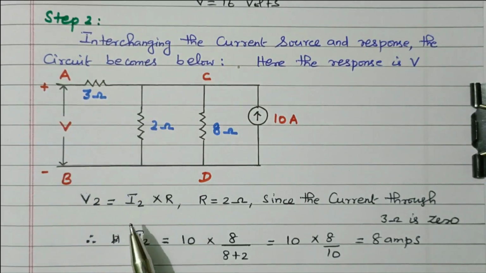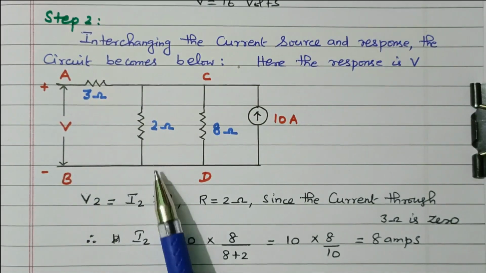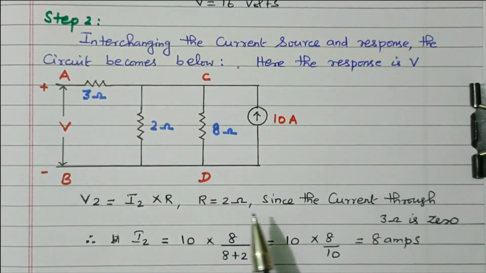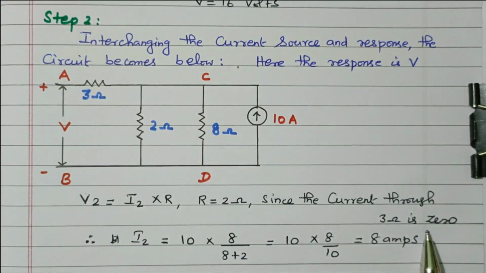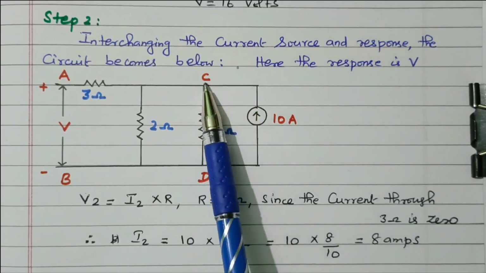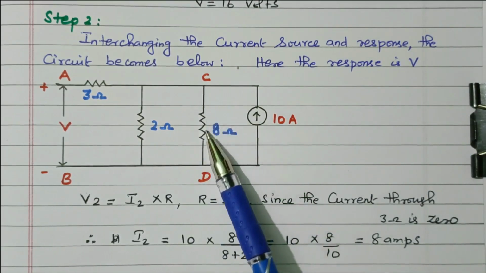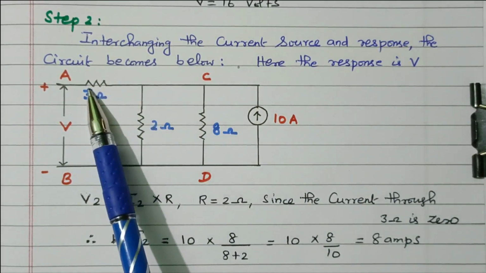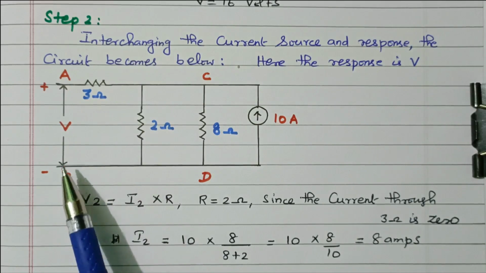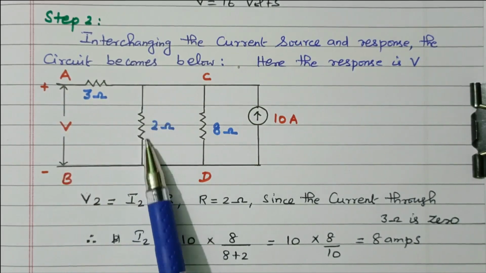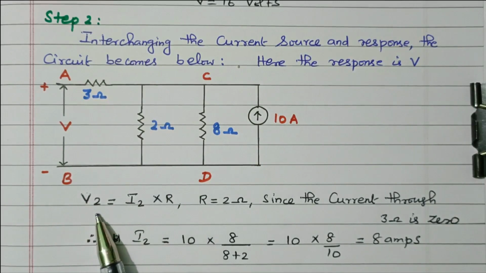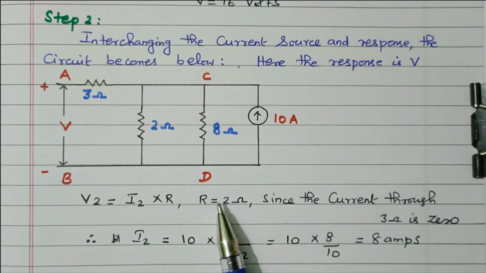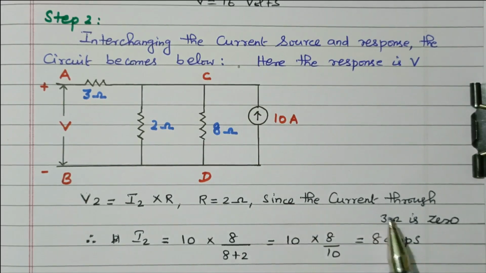Because of parallel, that is I2 into R. R value is 2 ohm. Because of the open circuit, current will not flow through the 3 ohm. Since the current through the 3 ohm is 0, right? So here also we can use the current divider rule. At this point the current is divided through 8 ohm and 2 ohm. Here current will not be there because of the open circuit, right? So the voltage across AB is nothing but the voltage across the 2 ohm resistor. Voltage across the 2 ohm resistor is the current flowing through the 2 ohm resistor into R. R value is 2 because current will not flow through the 3 ohm resistor, right?